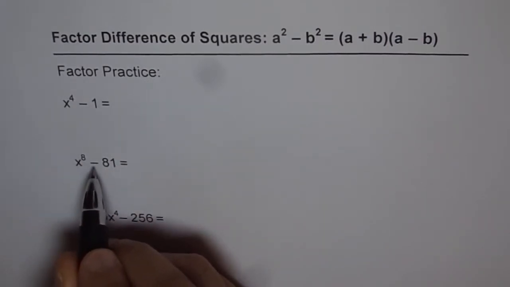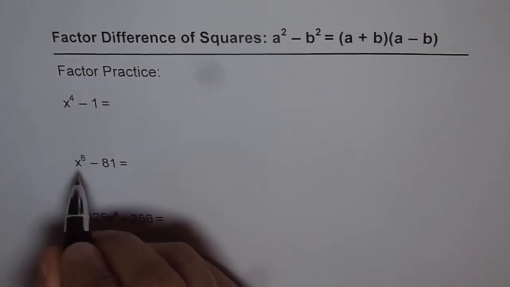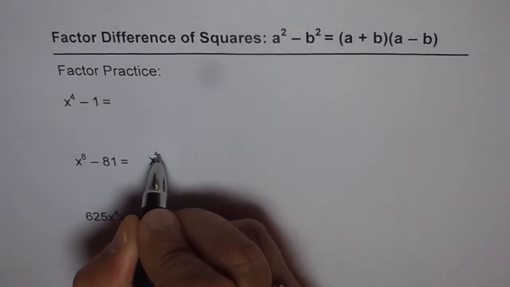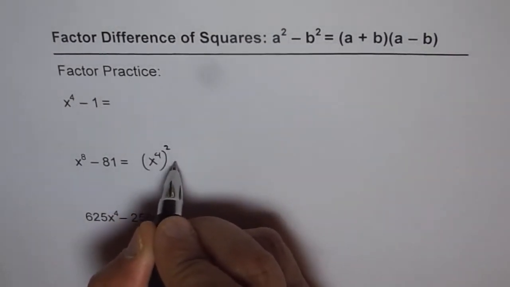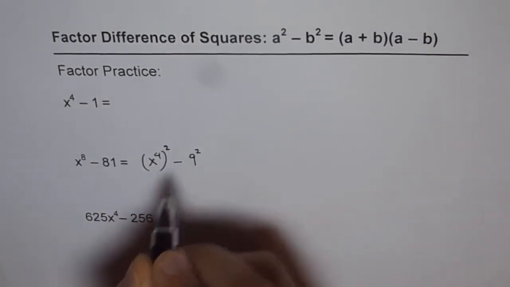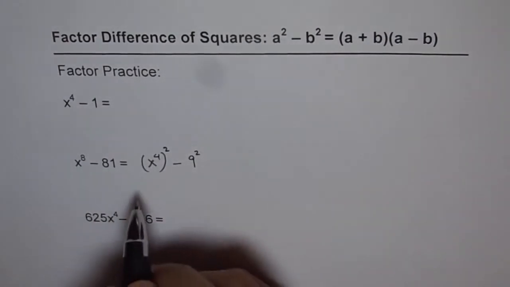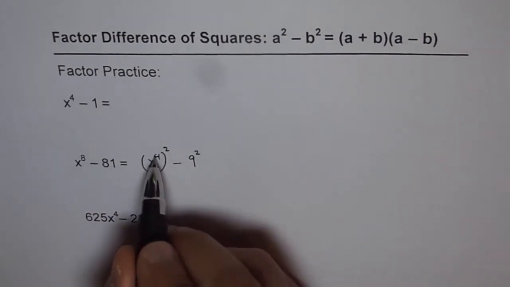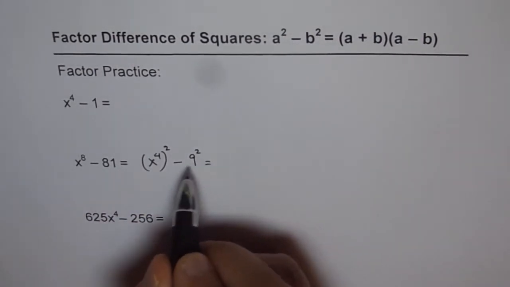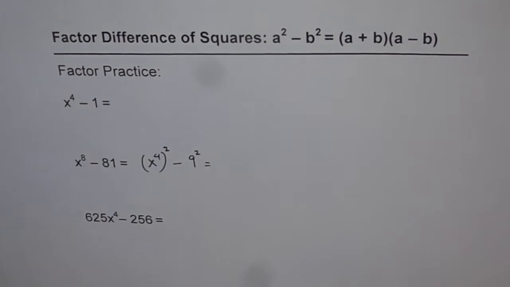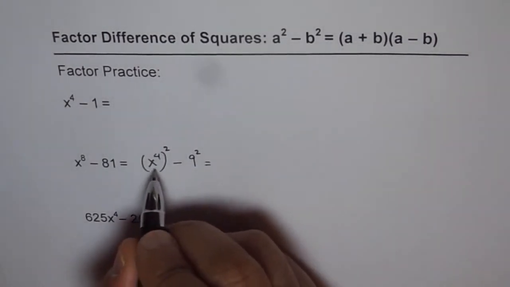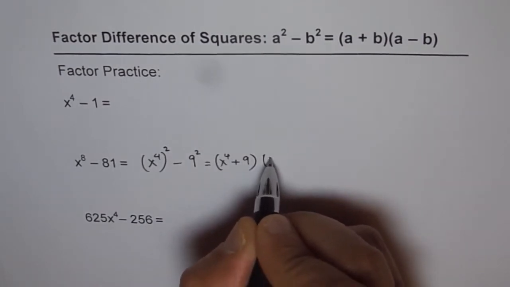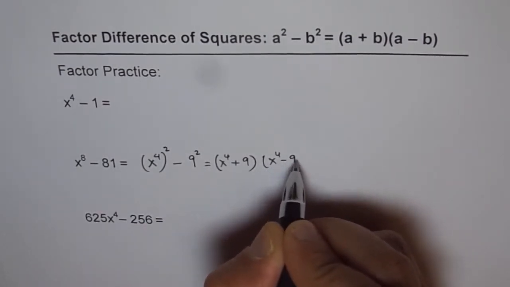x to the power of 8 minus 81. We can write this as a difference of squares. We could write this as x to the power of 4 whole square minus 9 square, right? Now 9 square is 81 and x to the power of 4 whole square is x to the power of 8. In fact, we have a difference of squares here. So we can factor using the formula, which is x to the power of 4 plus 9 times x to the power of 4 minus 9.